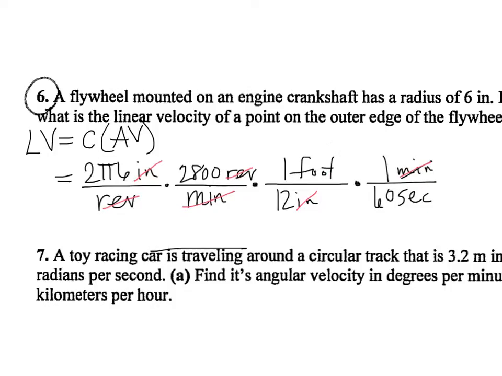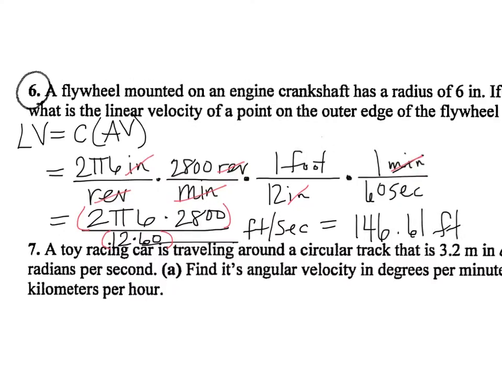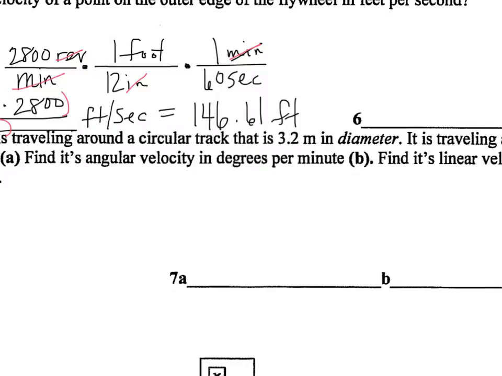So in my calculator, what I need to do is put in 2 times pi times 6 times 2,800, and then divide it by, in parentheses, 12 times 60. Make sure you put all of this in parentheses, hit the divide sign, and put that all in parentheses. That is feet per second. If you put it in right, it comes out to 146.61 feet per second. Yay, done.